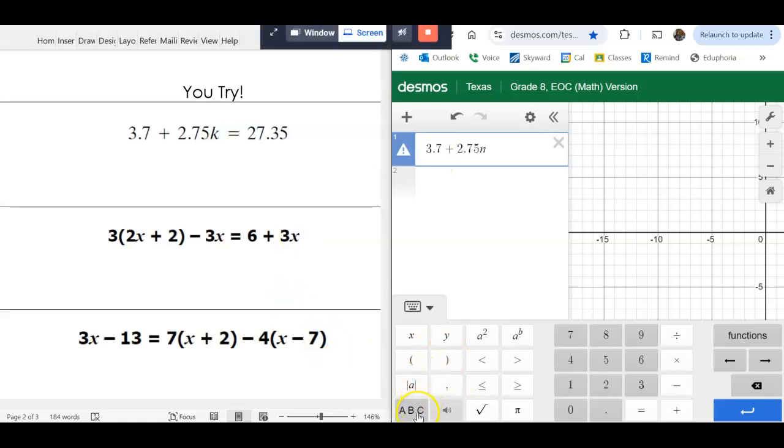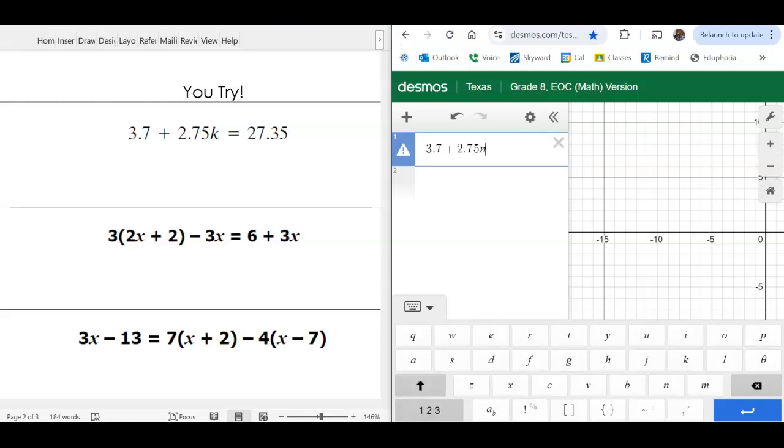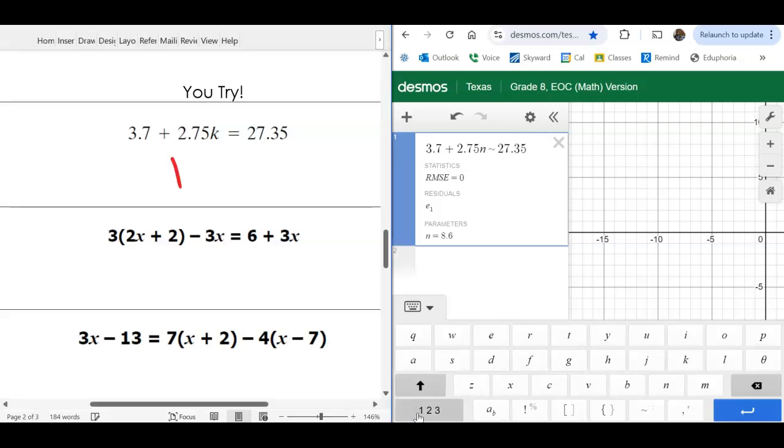Now, by the way, if you can't find the tilde, the squiggle, if you hit the ABC, it's going to be right down here on the bottom, underneath the N, coincidentally, which is what we use. So squiggle, 27.35. Before I even hit enter, it's going to tell me the parameter is 8.6. So what's my answer? 8.6, right? So go ahead and write that down here. N equals, so I'm going to go back to K. K equals 8.6. Try the next two for me, please.